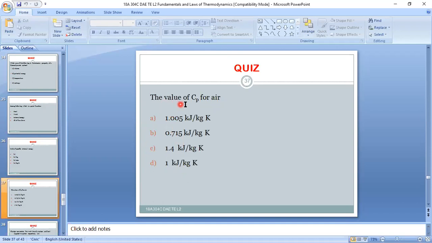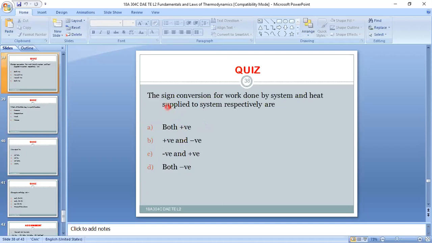And the value of specific heat at constant volume for air, 1.005 kilojoule per kg Kelvin is the right answer. The remaining, this is for Cv. These two are wrong. And the sign convention: work done by the system is positive and heat supplied to the system is also positive. So among positive-positive, positive-negative, negative-positive, and both negative, the first, A, is the right answer.